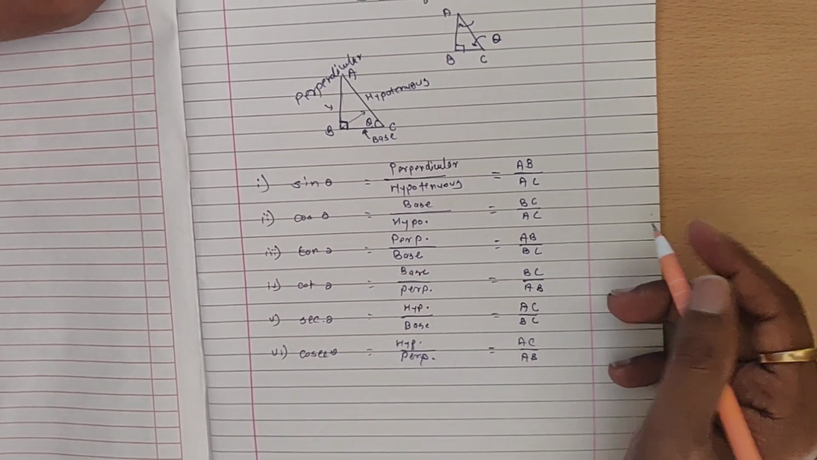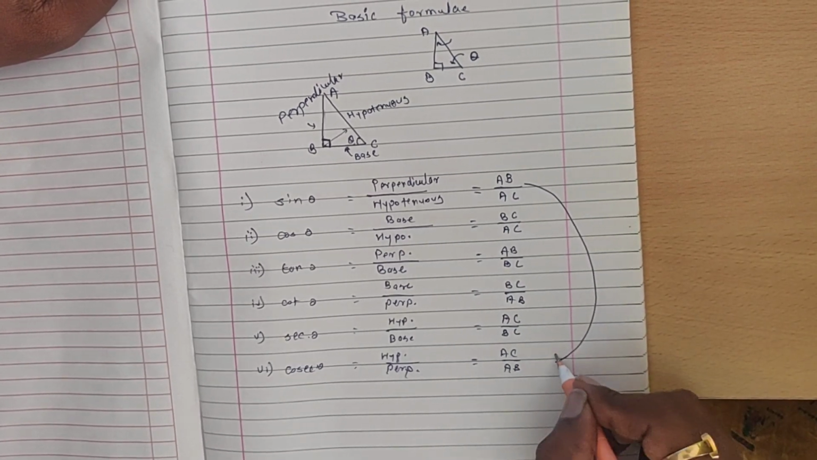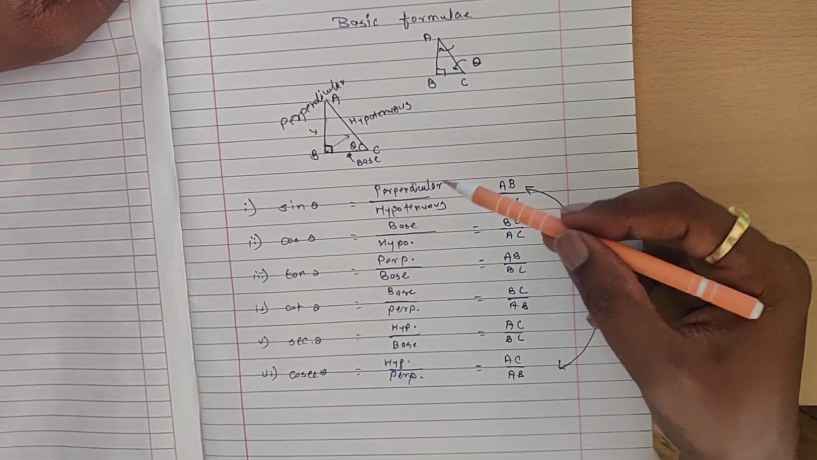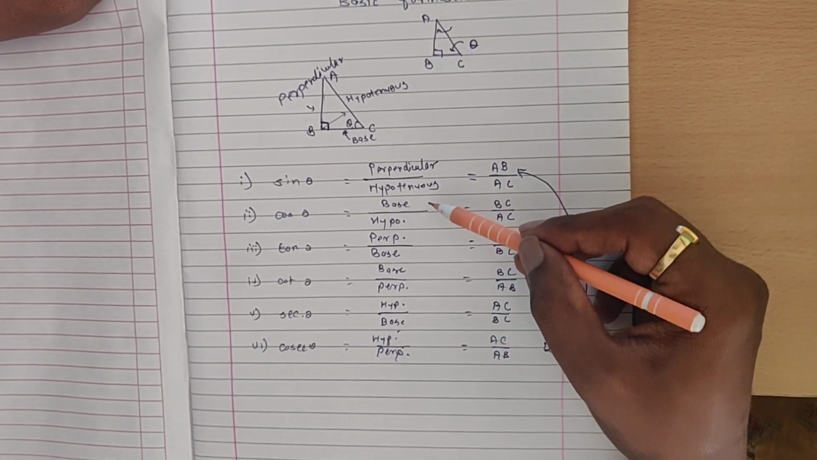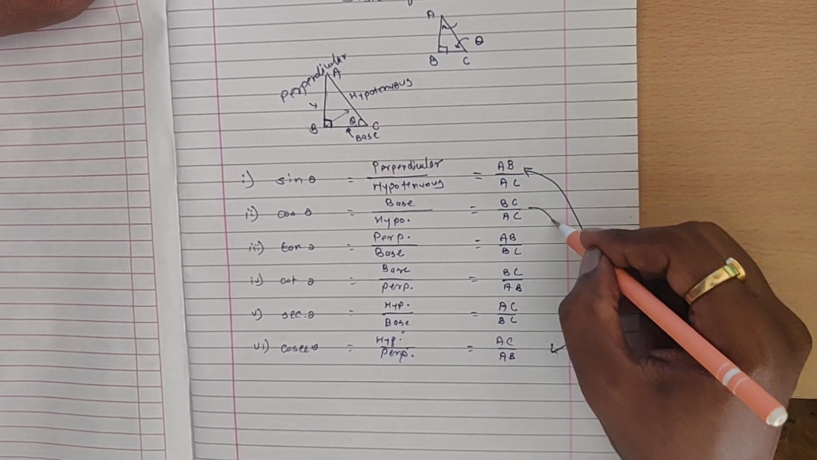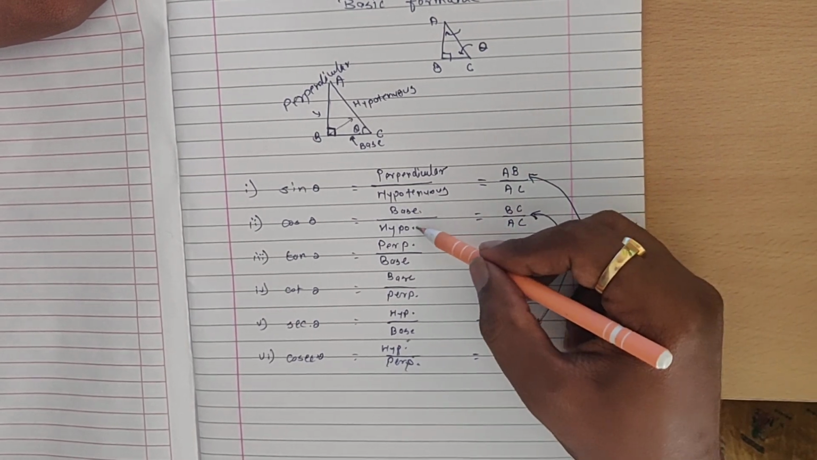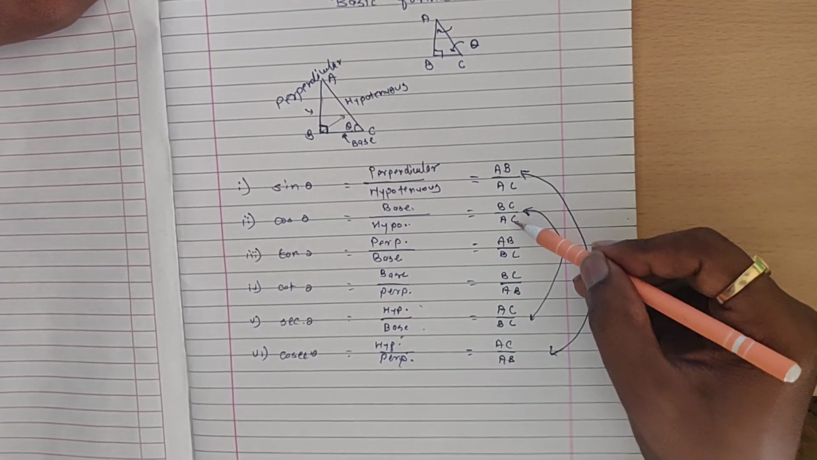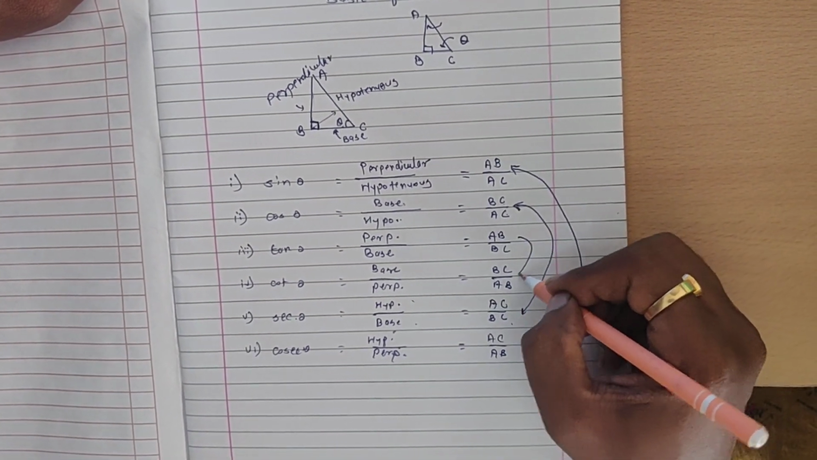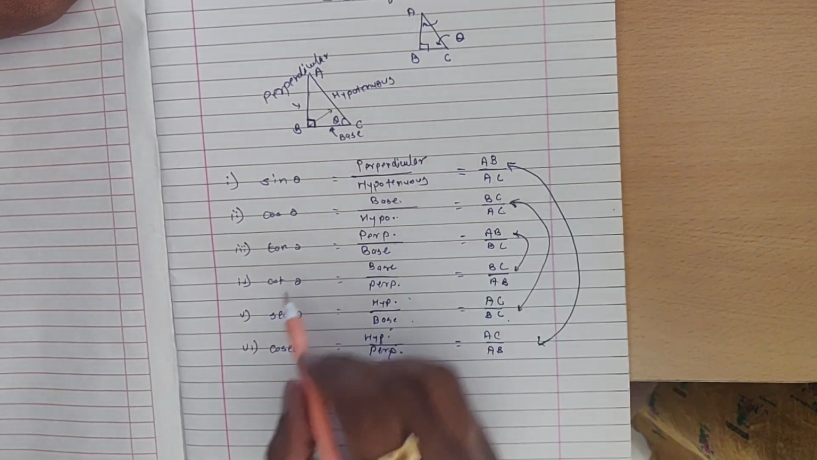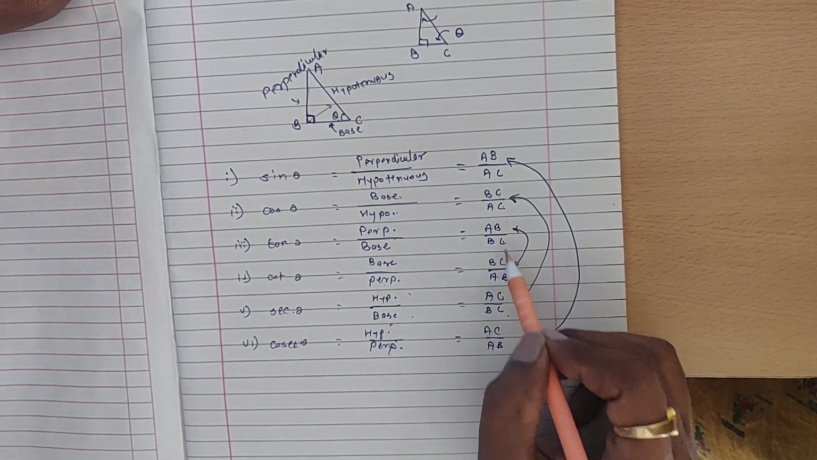Now here the interesting fact is, if you look at the first ratio and the last ratio, which are sine and cosec, you will find it is perpendicular upon hypotenuse and hypotenuse upon perpendicular. If we talk about the second ratio and the second last ratio, which are cos and sec, it is base upon hypotenuse, hypotenuse upon base, BC by AC, AC by BC. And the third ratio and third last ratio, that is tan and cot, are perpendicular upon base and base upon perpendicular, AB by BC and BC by AB.